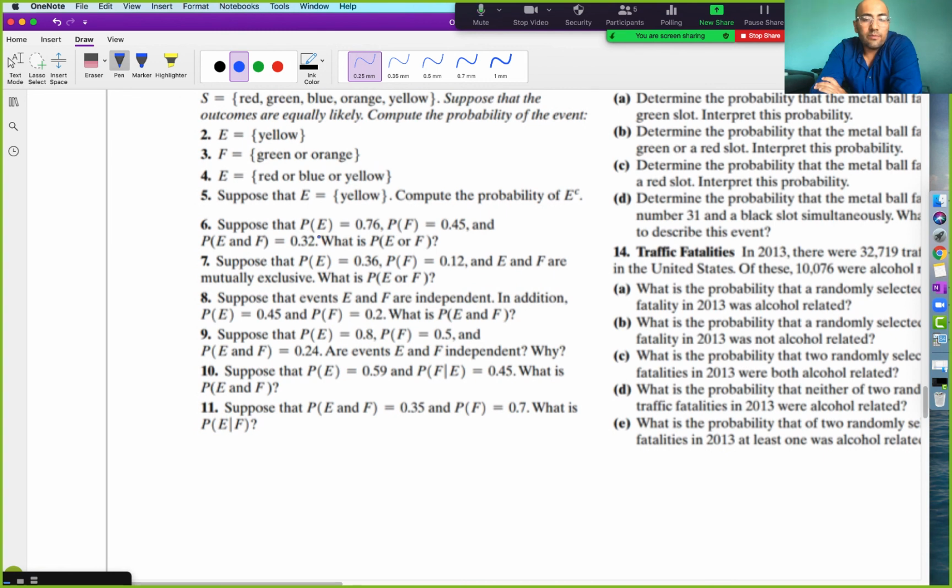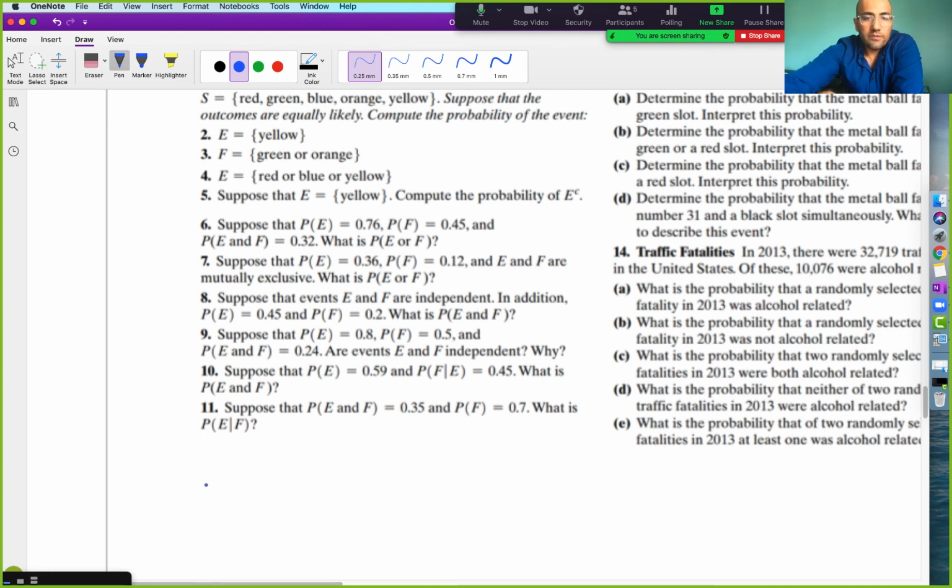Number 6: suppose that the probability of E equals 0.76, the probability of F equals 0.45, and the probability of E and F equals 0.32. What is the probability of E or F? Okay, so when we want an OR statement, that's an addition rule. So it's going to be the general rule: the probability of E plus the probability of F minus the probability of E and F, right? And we know we use that rule because they tell us that the probability of E and F is not 0.